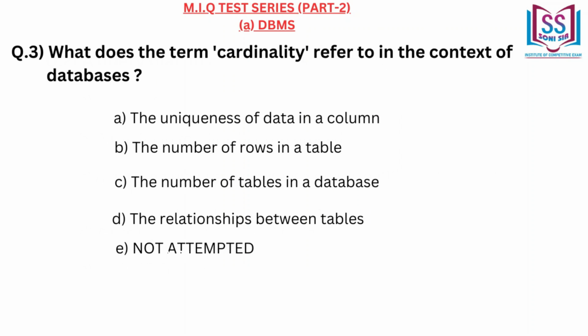What does the term cardinality refer to in the context of databases? A. The uniqueness of data in a column. B. The number of rows in a table. C. The number of tables in a database. D. The relationships between tables.